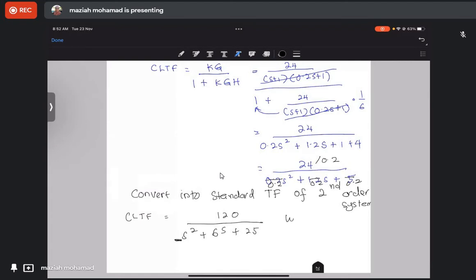So we can say omega n square is equal to 25, and then K omega n square is equal to 120, and 2 zeta omega n is equal to 6. So you'll be able to determine the value of omega n, K, and zeta. Of course, later you will be able to calculate the maximum overshoot and settling time. I'm not going to show you all the calculation. All right, any question?